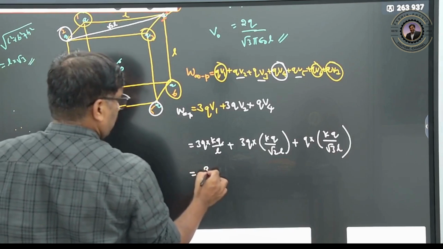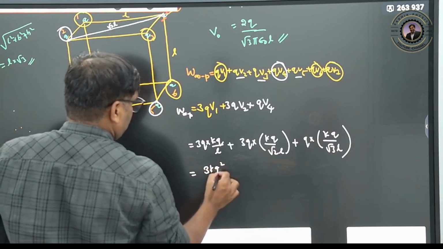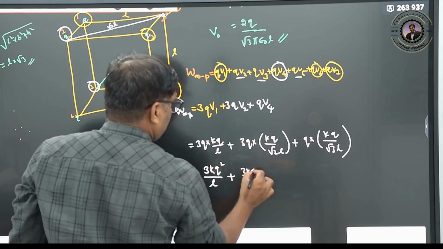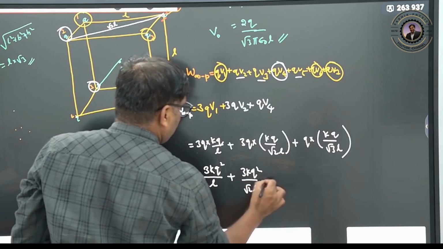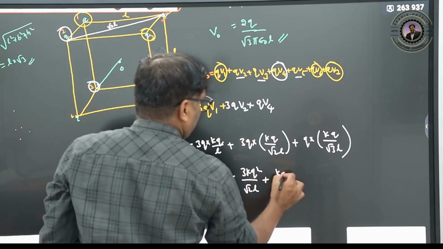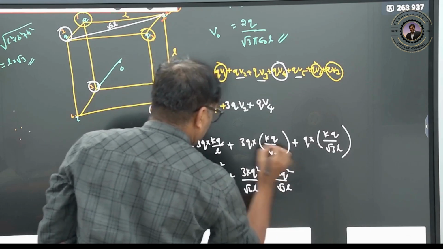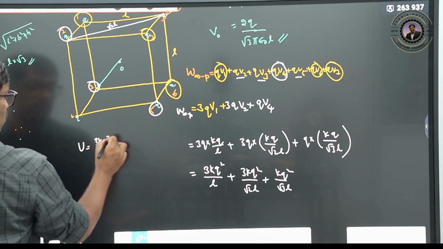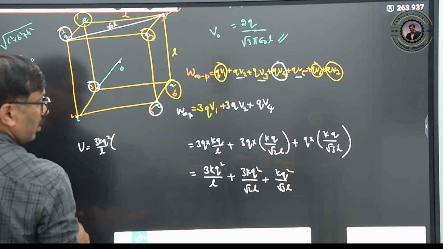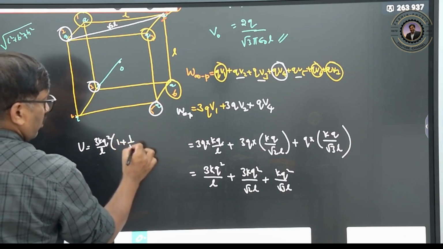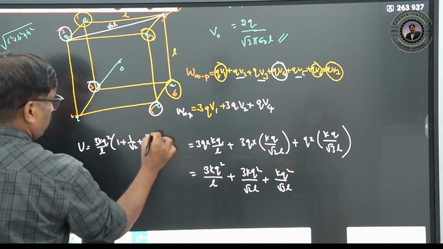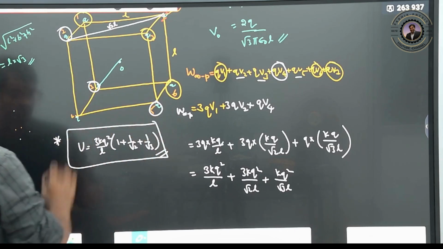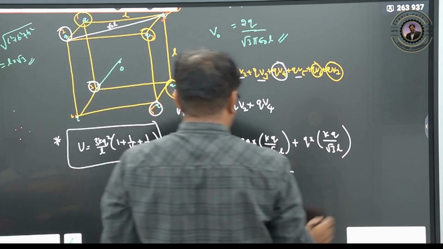So what you will get is 3kq square by L plus 3kq square by root 2 into L plus kq square by root 3 into L. Taking 3kq square by L common, the potential energy is 1 plus 1 by root 2 plus 1 by root 3. This is the potential energy associated with this system. Clear?